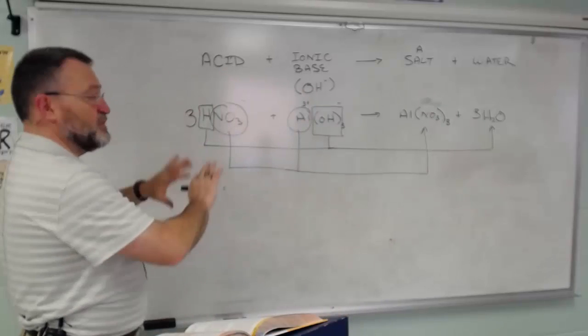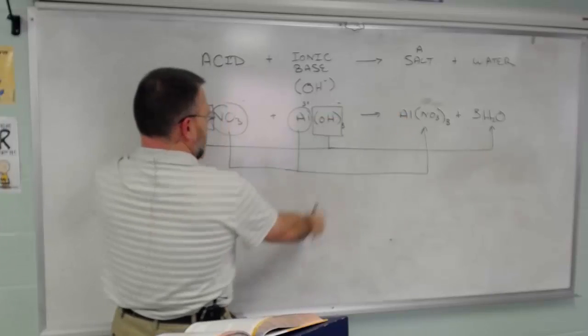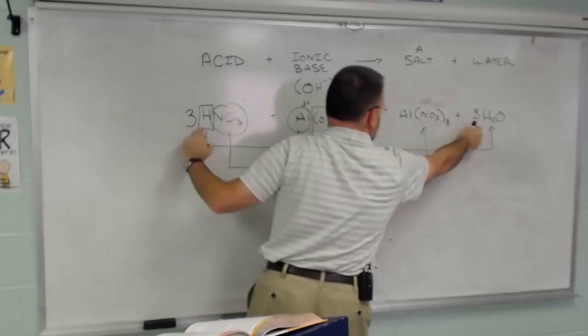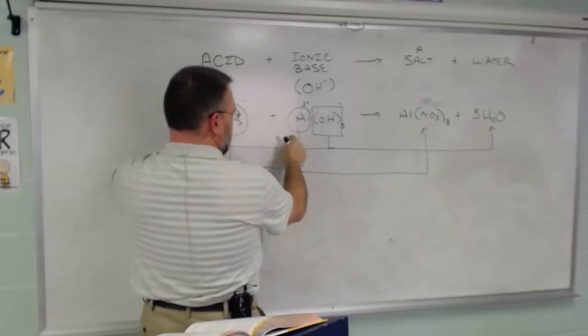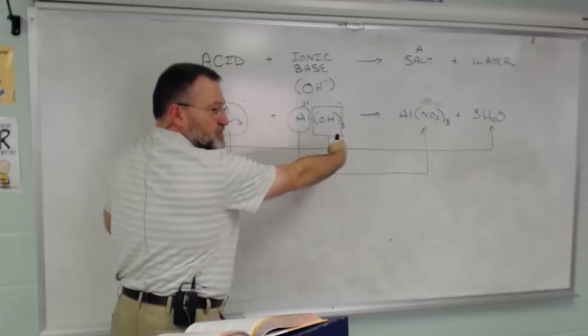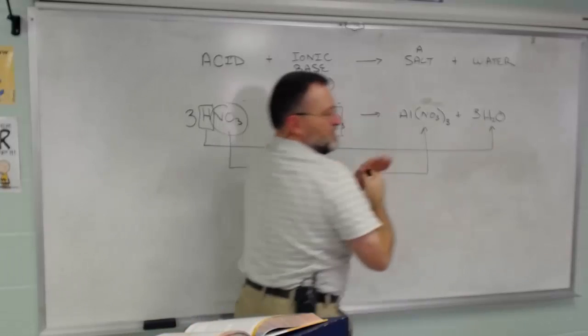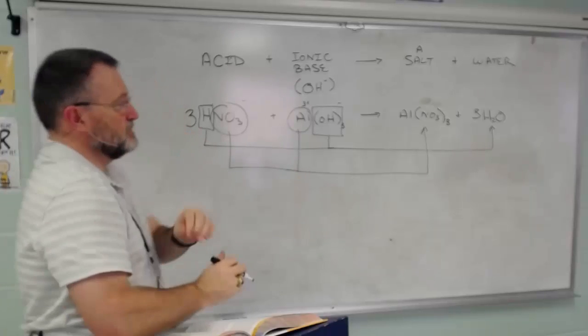And again, make sure we've consumed all of our reactant to form all of our product. We have 3 and 3 makes 3. We have 3 and 1 makes 1. We've used up all of our building blocks and produced all of our product, and it's balanced. Yes, sir? Where'd you get 3 H2O?